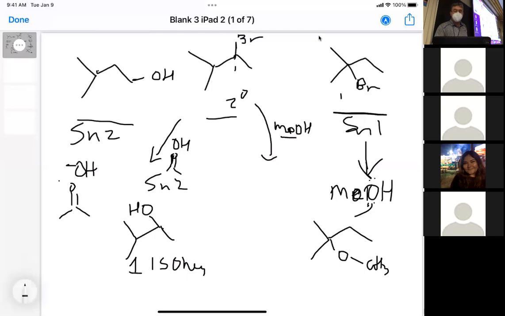So if we're doing it in methanol, that's a polar protic solvent and it's a poor nucleophile, we're forcing it SN1. Okay. So let's draw that first product in SN1. You get a carbocation right here. What's going to happen? It's going to rearrange. It's a secondary carbocation. It's not as stable as a tertiary carbocation.